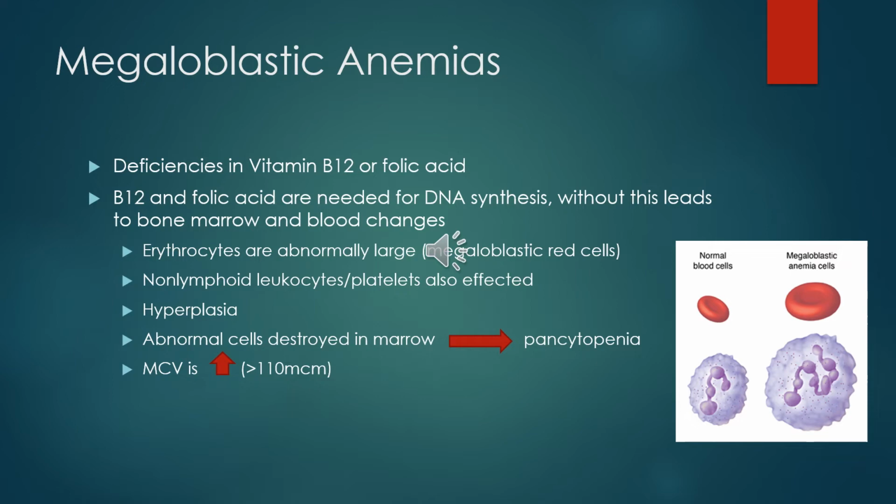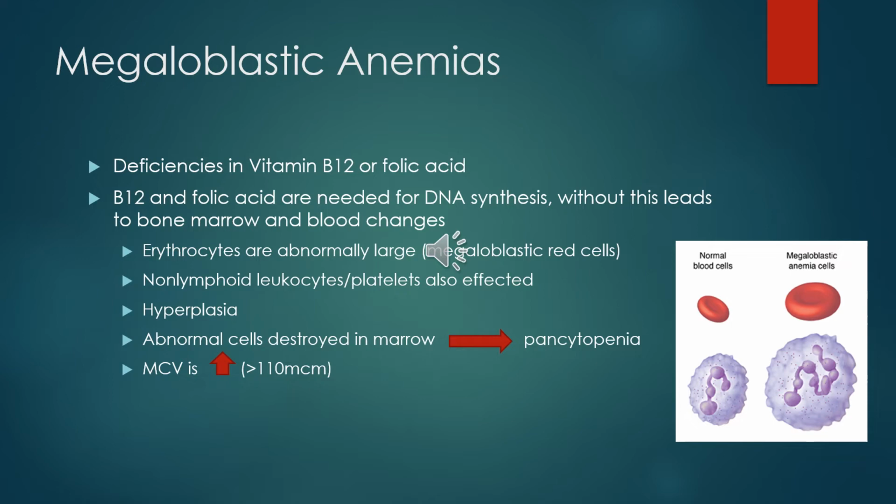Vitamin B12 and folic acid are both necessary for the formation of red blood cells. When a client has megaloblastic anemia, they have a deficiency in either one or both of these vitamins. Deficiencies in either vitamin B12 or folic acid cause bone marrow changes, leading to erythrocytes that are produced being abnormally large. We also see changes in other blood subtypes such as leukocytes or platelets, which may be affected by being abnormally large in size as well.